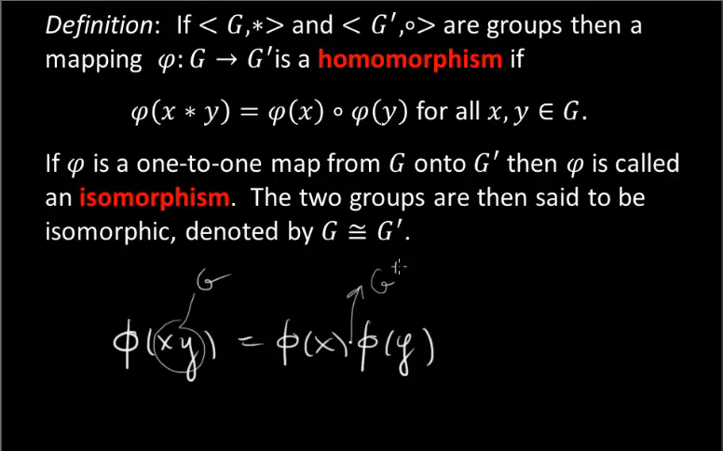If phi is a 1-to-1 mapping and it is onto, in other words, the image of G is all of G prime, every element of G prime gets hit by the map, then phi is called an isomorphism. And that means that the groups are identical algebraically. And we denote that by G is isomorphic to G prime. And you use the same symbol you used for congruence in geometry.